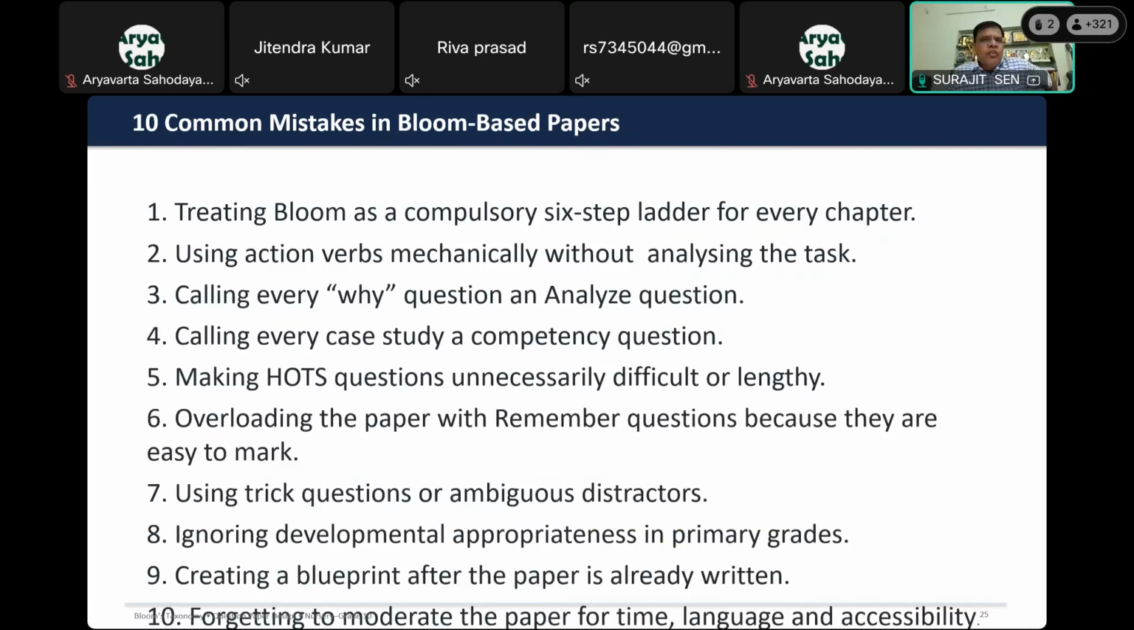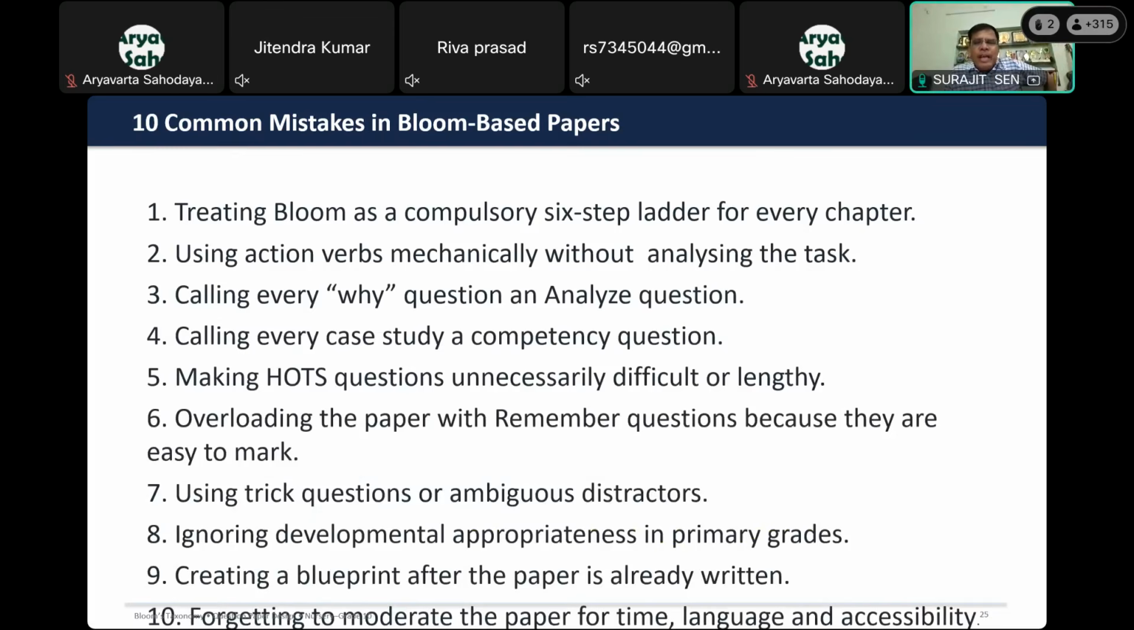Common mistakes in Bloom's taxonomy based papers: treating Bloom as a compulsory six-step ladder for every chapter. No, it's not like that. It all depends upon how you make it. All the six steps cannot go in that way. Using action verbs mechanically without analyzing the task. Please be careful about using the verbs.